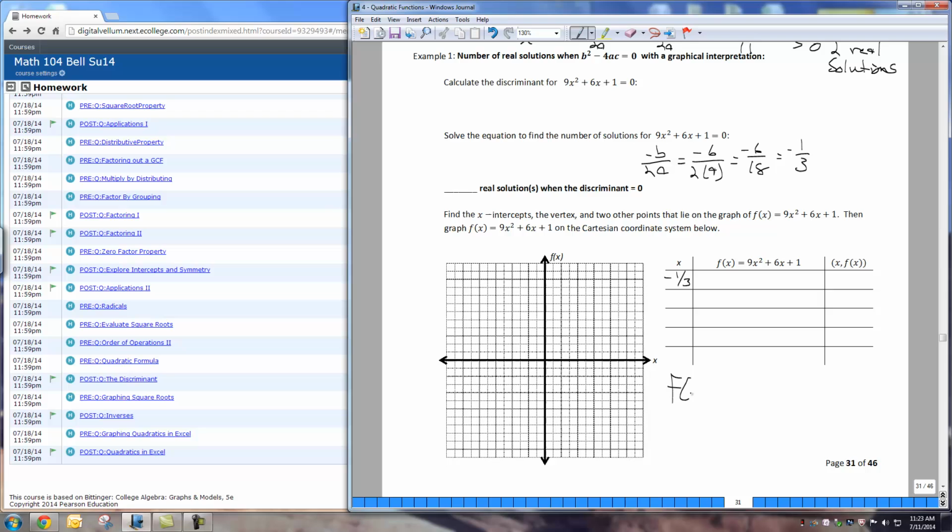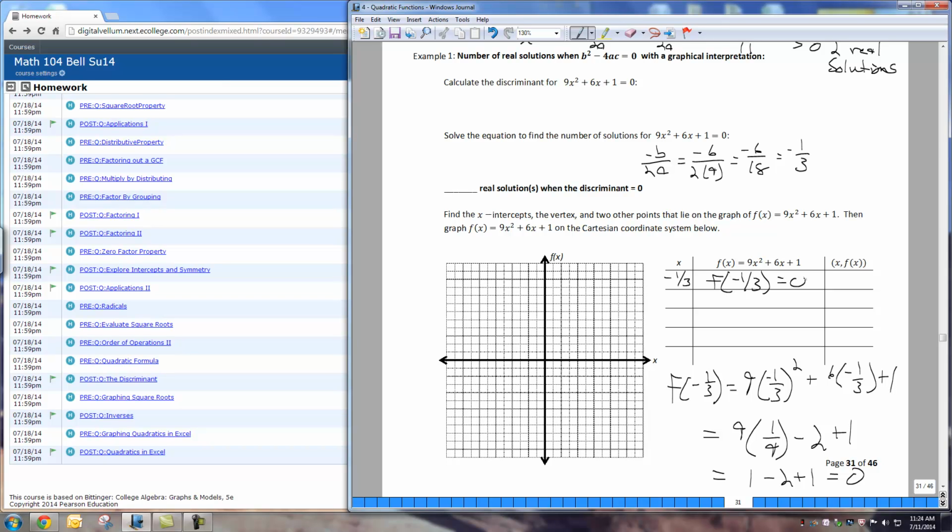So now let's find f of negative 1/3. That equals 9 times negative 1/3 squared plus 6 times negative 1/3 plus 1. So this equals 9, negative 1/3 times negative 1/3 is positive 1/9. 6 times negative 1/3 is negative 6 over 3, which is negative 2, plus 1. 9 times 1/9 is 1, minus 2, plus 1, which equals 0. So f of negative 1/3 equals 0.